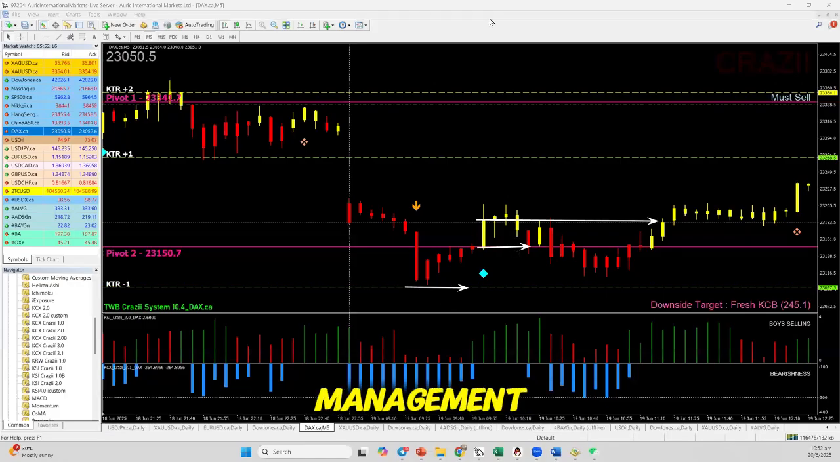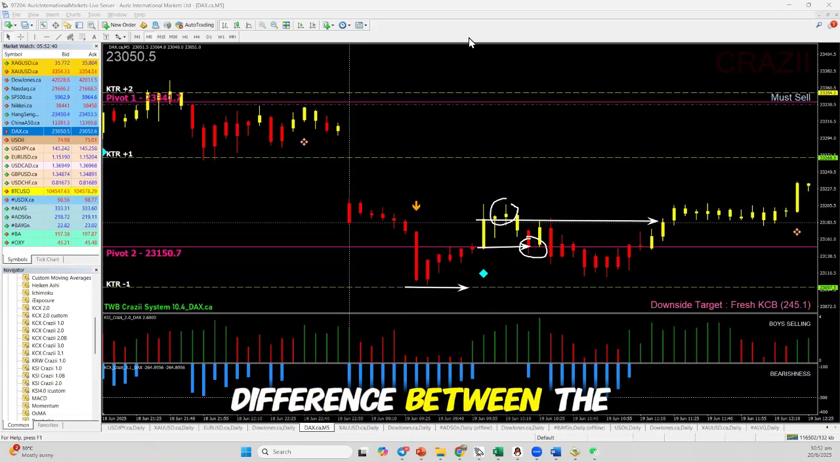So how to do the risk management? Very simple. From the entry price, wherever you enter, to the stop loss price. Entry is here, stop loss is here. You can do that. Or you can put the stop loss to here itself. Now, what's the difference between the two of them?